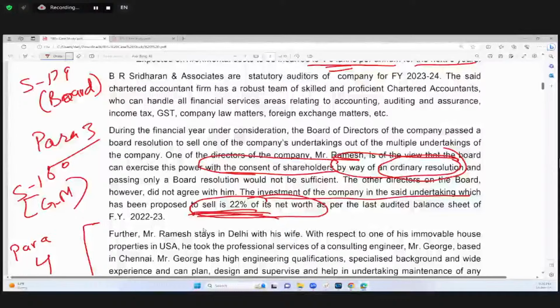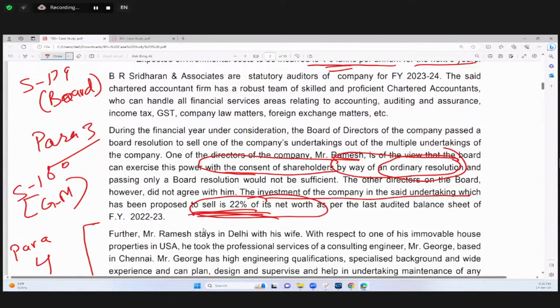Okay, so that is the power the company law has provided to the shareholders. If any debt is repayable by a director, then it cannot be remitted or its repayment time cannot be extended unless a special resolution is passed by the company. Company means general meeting.